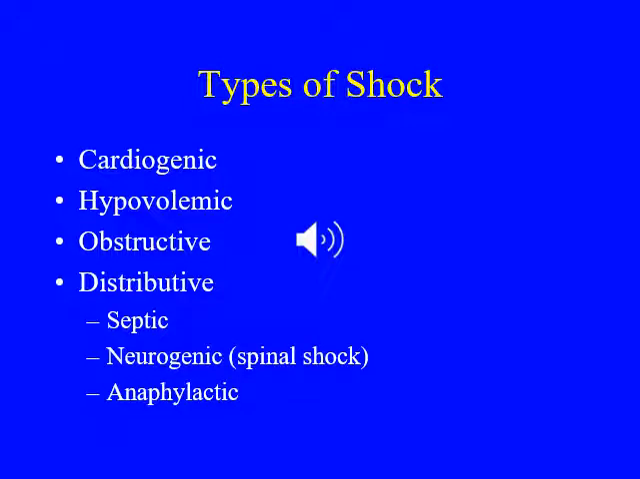And the last type of shock is the distributive shock. In this type of shock, there is a sufficient amount of blood volume and the heart is pumping efficiently, but the problem is the extreme and severe vasodilatation of the blood vessels, to the extent that the intravascular blood volume is not sufficient to fill this circulation.